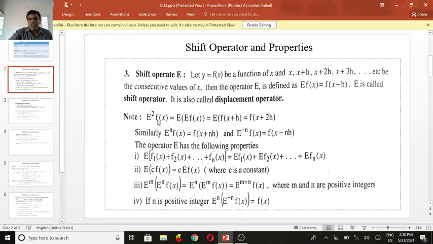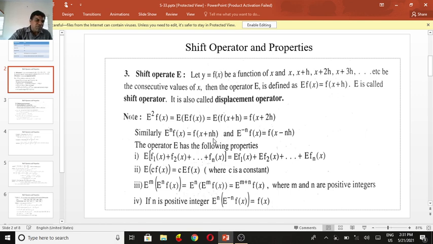Suppose we take E square f of x. Instead of E square, I can write E of E f of x. E f of x is f of x plus h. Again applying E, we get f of x plus 2h. Similarly, we can write E power n f of x is f of x plus nh.